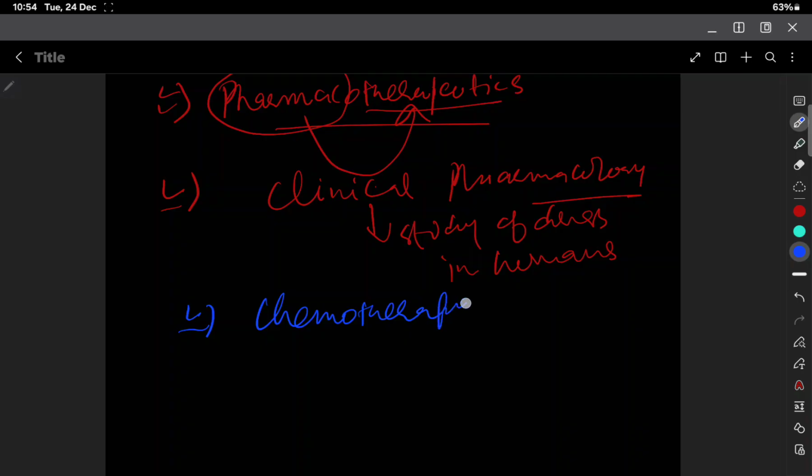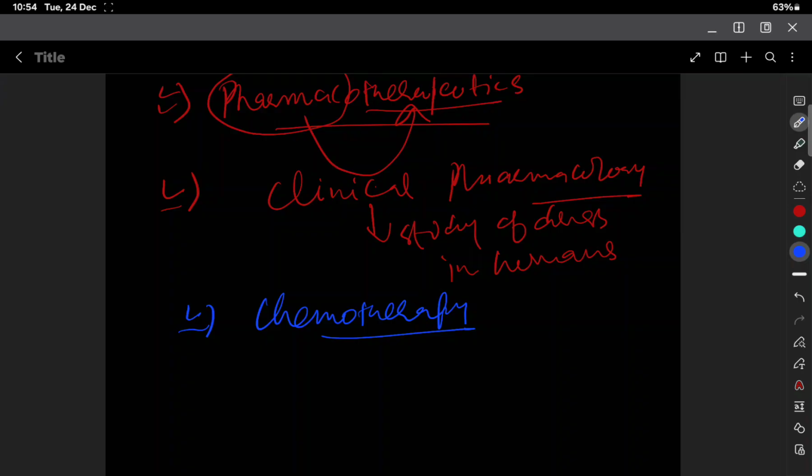Next, which is important here, is chemotherapy. These will be some of the terms which you will be using. Chemotherapy means systemic infections or malignancy or cancer treated with specific drugs. This is called chemotherapy. And chemotherapeutic agents can be dynamic agents, they can be kinetic agents.